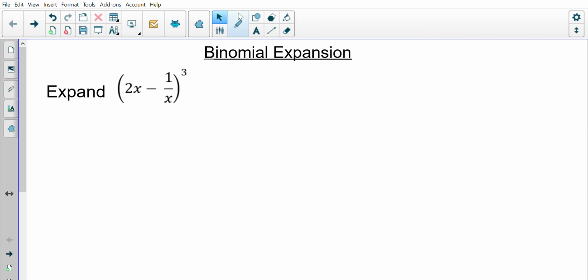I'm just going to go through with you now a couple of slightly different examples, and then you can carry on with practicing questions for binomial expansion. So we can see this binomial expansion, the second term is a fraction, but we're still going to follow through in exactly the same way.